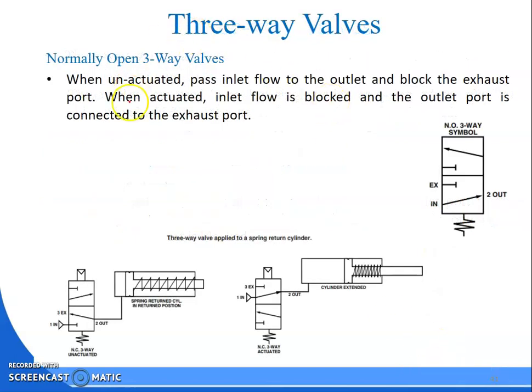In the normally open position, what will happen in the normal position? There will be flow from P to A, supply port to working port. The exhaust port remains in closed position. So this is the position. This is your three-way valve. When unactuated, it passes the inlet flow to the outlet and blocks the exhaust. When actuated, the inlet flow is blocked and the outlet port is connected to the exhaust.